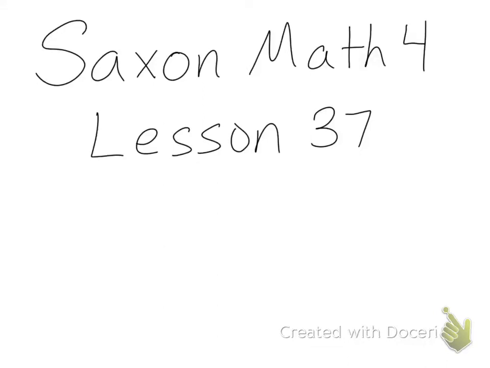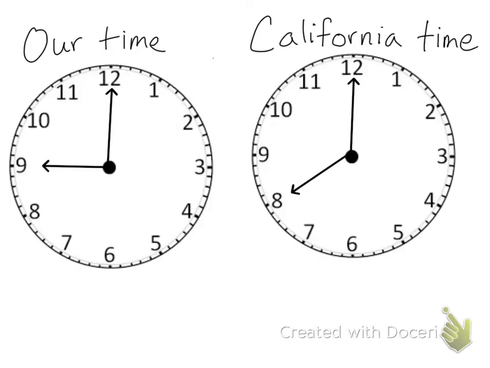Hello everyone. Today's lesson is lesson 37, identifying United States time zones, identifying the time in different parts of the United States. So let's say that it is 9 o'clock our time. Okay, so if we wanted to know what time it was in California right now, it's actually 8 o'clock in California right now. When it is 9 o'clock here, it can be 8 o'clock, it can be 10 o'clock, 11 o'clock, 12 o'clock, okay? Because different parts of the United States are in different time zones.